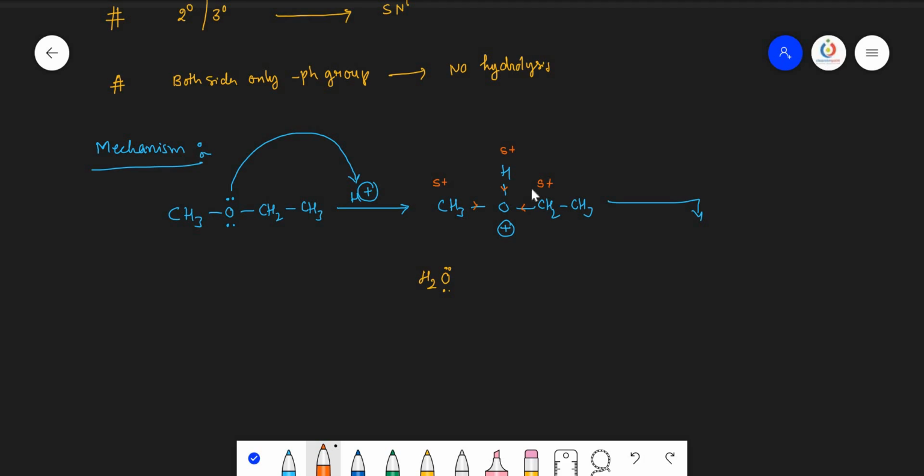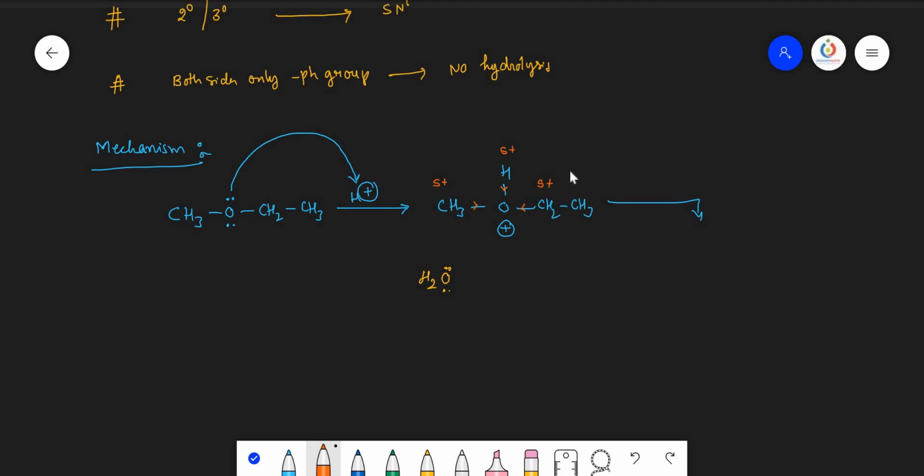And in this particular case, you forget about this hydrogen. Now let's come to these two cases. Why? Because if you think the hydrogen oxygen bond is weak, so that if it retreats back, then again you'll get the ether. So we are going in the forward direction, so I am saying that you forget about the hydrogen.